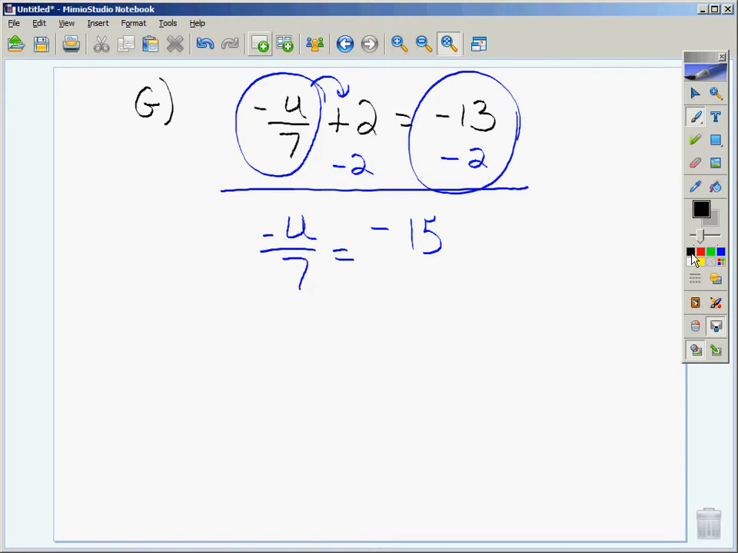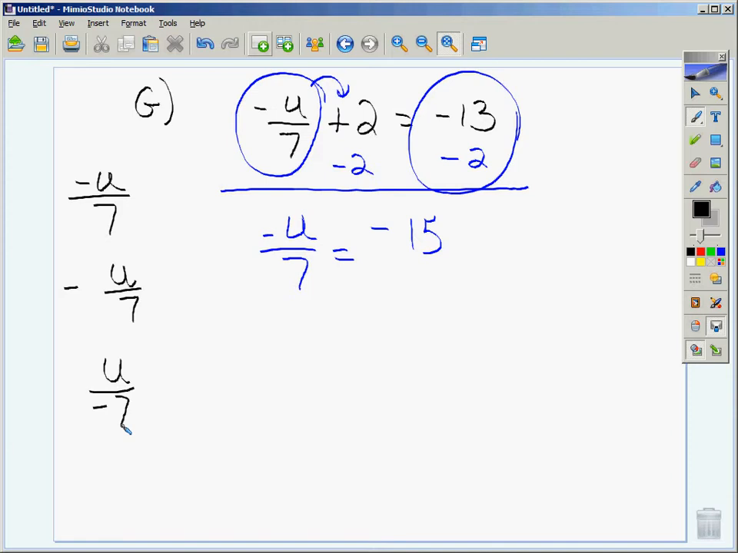Now, I want to talk about this. Negative u over 7. It's the same as writing this, negative u over 7. Or it's the same as u over a negative 7. It doesn't really matter which way I think about that being written. I do know that I want u to be positive.